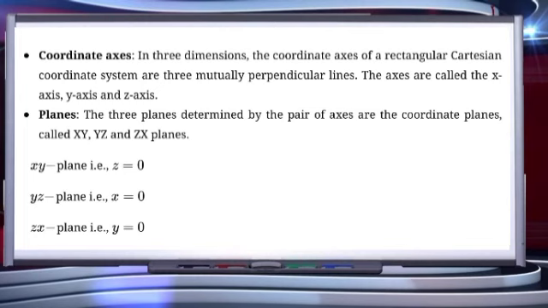So by this you can make out, if a point lies on the xy plane, it will be of the type x, y, 0. Similarly for the other two planes.